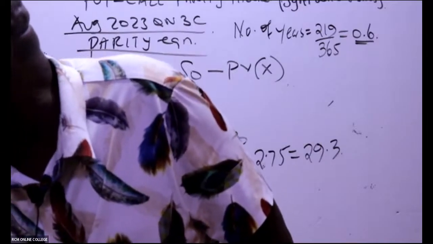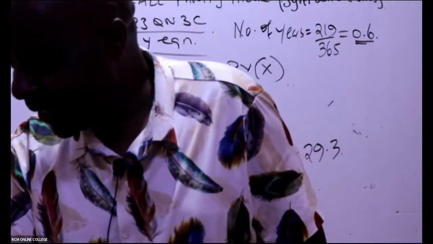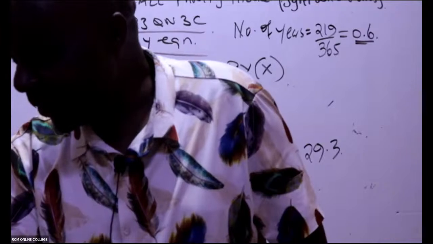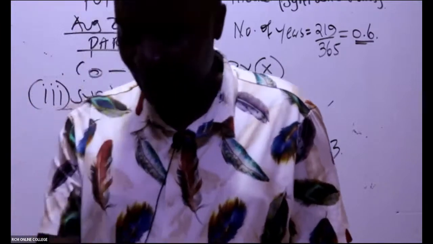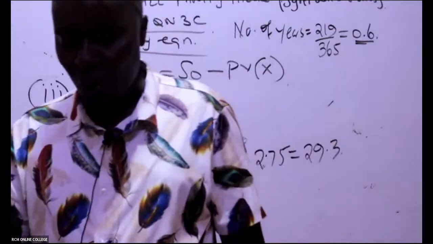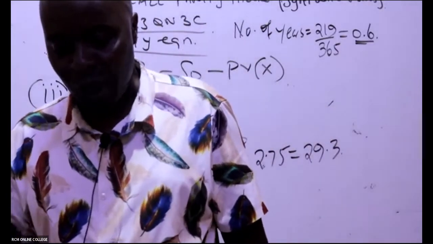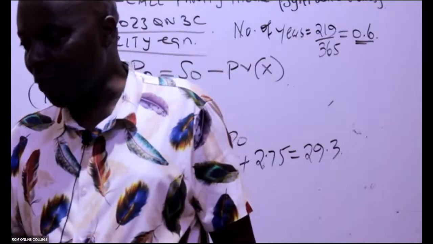SO is stock price. The stock price, the one that is provided there. Remember, CO is call price. PO is put price. X is the strike price.